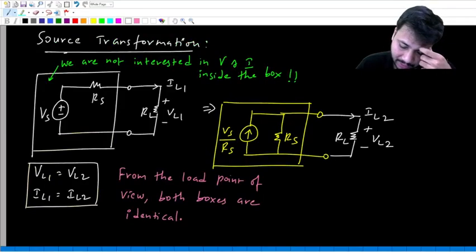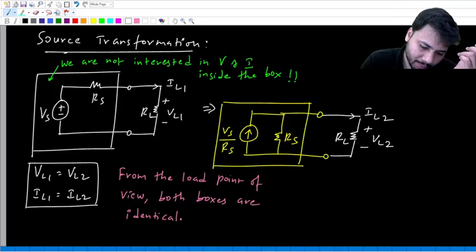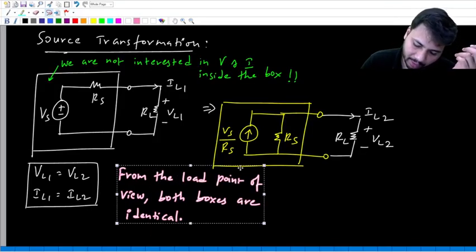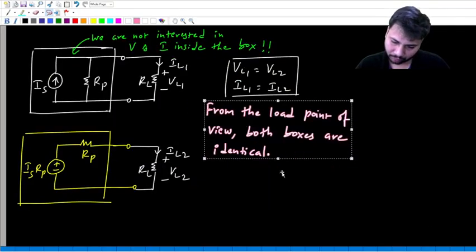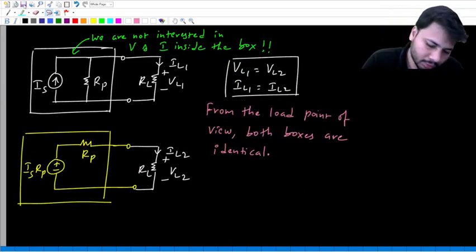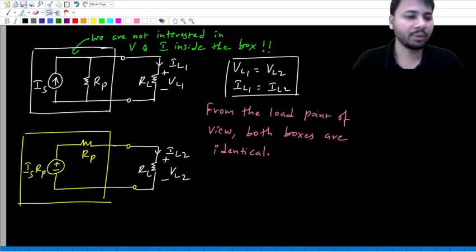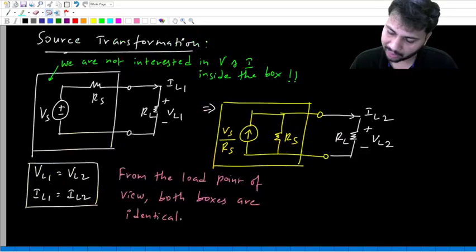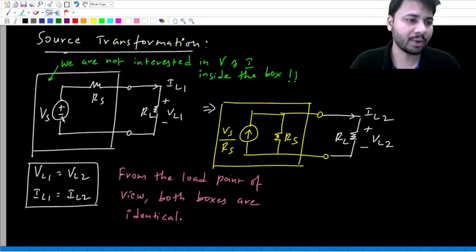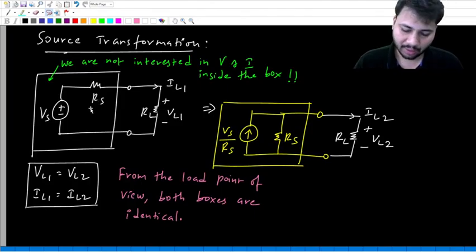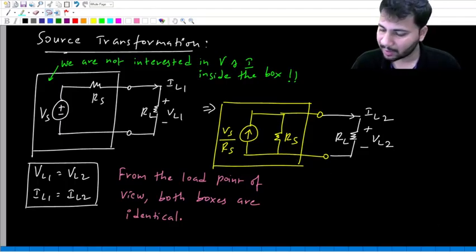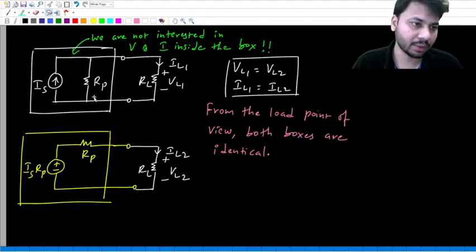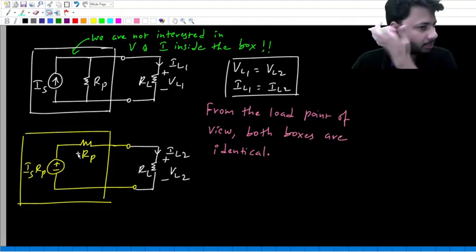Okay, you have to understand this. From the load point of view, again both the boxes are identical. Understood? So from the load point of view, both the boxes are identical. So earlier what did we do? To start with, we had a voltage source in series with resistance, which has been transformed into a current source in parallel with the resistance. It's the same resistance. This time, to start with, we have a current source in parallel with resistance, which has been transformed into a voltage source in series with the same resistance.